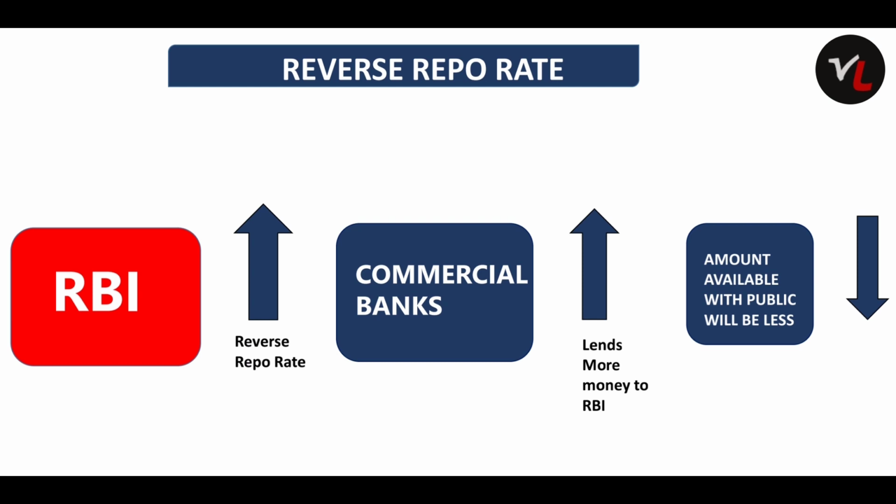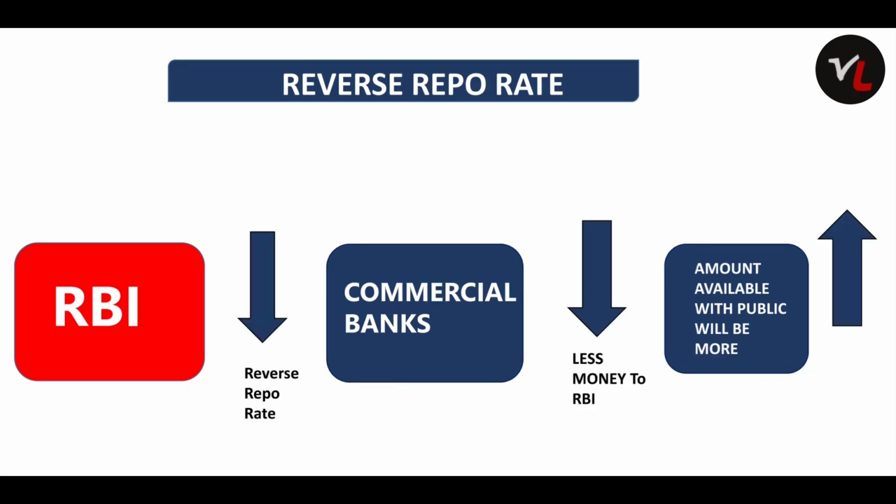I will explain it once again. If reverse repo rate increases, commercial banks will have the tendency to deposit or lend more money to RBI. Subsequently, what will happen? The lending to the public gets reduced. So in this way, money supply in the economy gets reduced. So if reverse repo rate increases, the money supply in the economy decreases.